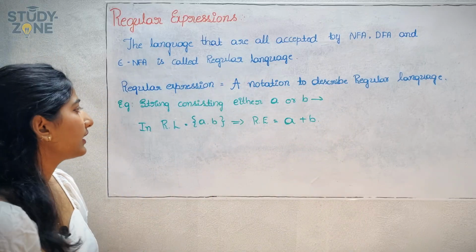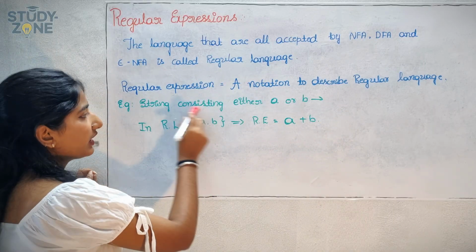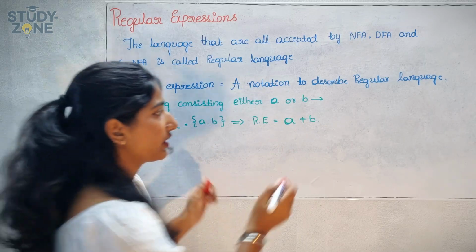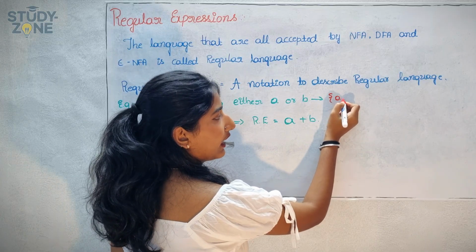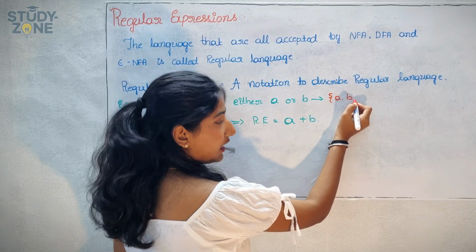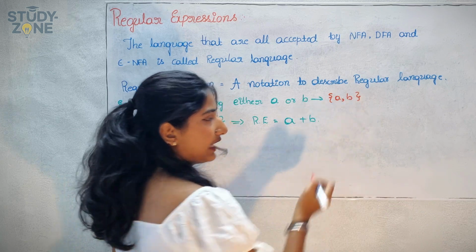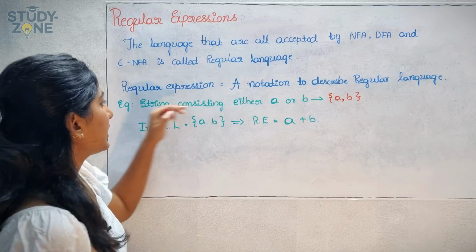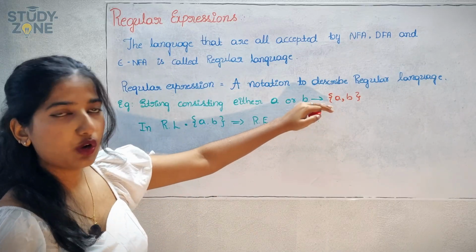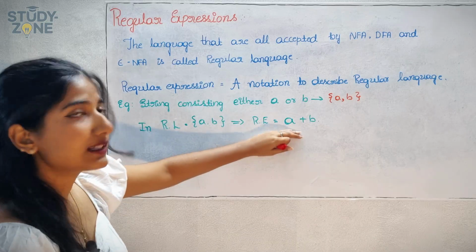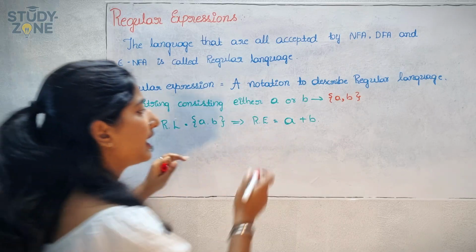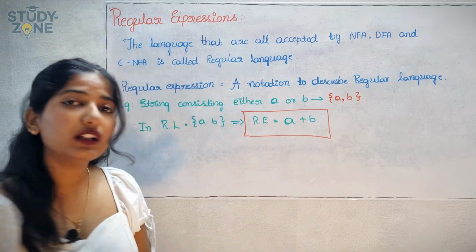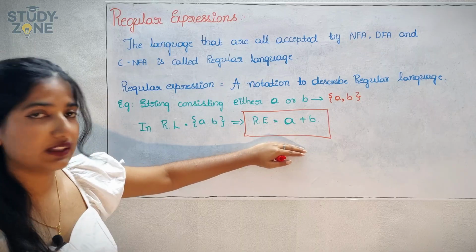So let's take an example. Here we have a string consisting of either A or B, which means we have a language which can have either A or B, right? So here we can represent it like this. This is a normal language. So in regular expression, how we can represent it is RE equals A plus B. So instead of writing a long sentence, we can represent it with the expression.